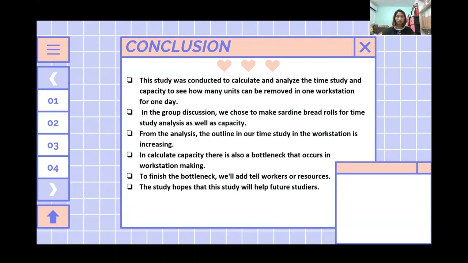From the analysis, the outliers in our time study in the workstation are increasing. In calculating capacity, there is also a bottleneck that occurs in workstation making. To finish the bottleneck, we add workers or resources. The study hopes that this study will help future studies.